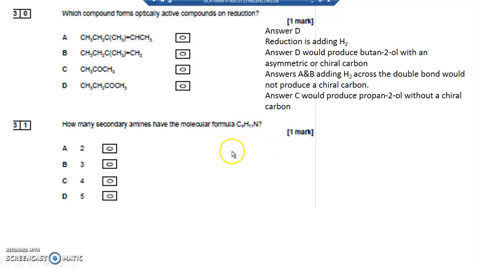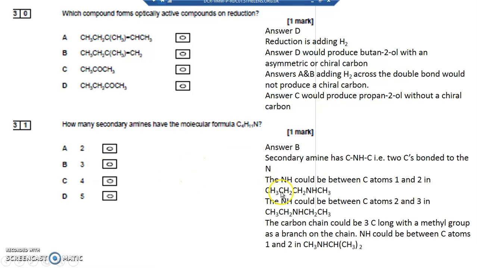However, you could have 3 in a line with the nitrogen still in the middle, in between carbon number 1 and carbon number 2, and a methyl group at carbon number 2. It's B. So your answer is B. Let's have a look again then. So you've got 3 in a line, a nitrogen, and then a 4th one there, so that's in the middle. You could have 2 in a line and then nitrogen and then 2 more, so that's in the middle.